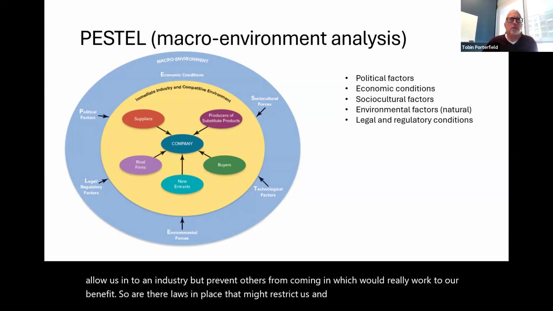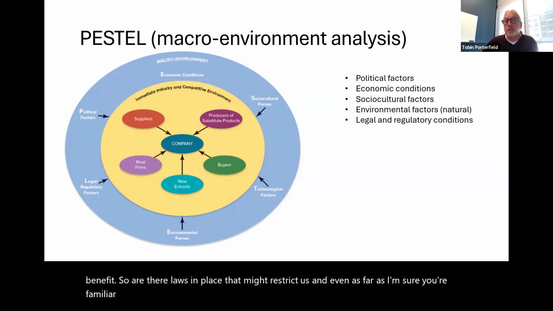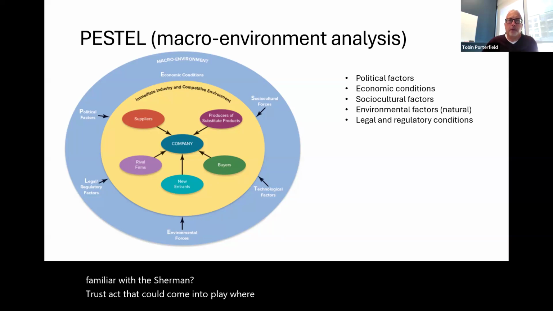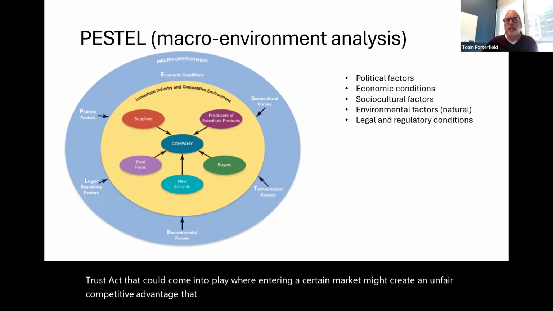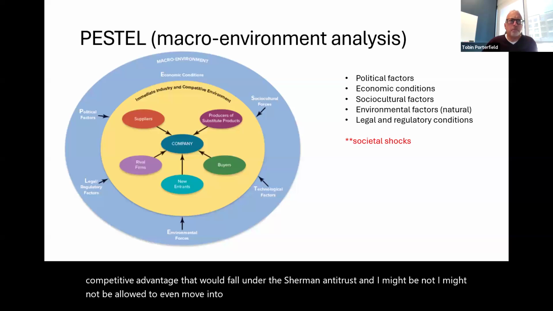And I'm sure you're familiar with the Sherman Antitrust Act, that could come into play where entering a certain market might create an unfair competitive advantage that would fall under the Sherman Antitrust Act, and I might not be allowed to even move into that industry.